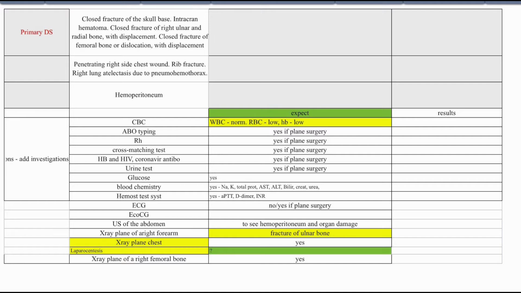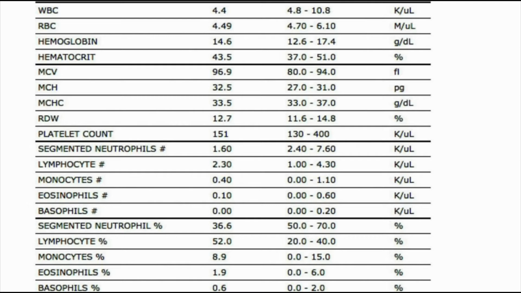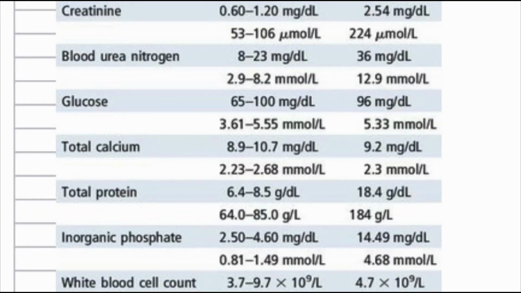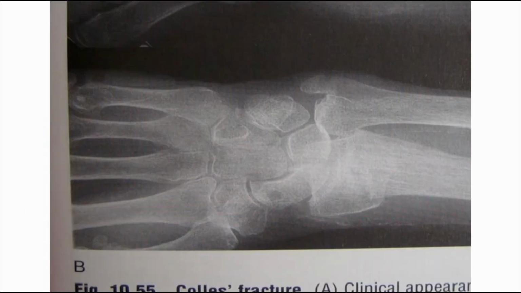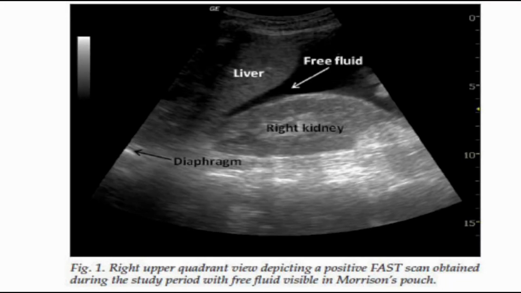Before final diagnosis, we need to do additional investigation such as complete blood count, a blood test, ultrasound of the abdomen, X-ray of the right arm, X-ray of the chest. On the lab results, we see that the patient has low RBC and WBC count, and on the chest X-ray we can see that the patient has fracture on the fourth rib of the right side. Upon the X-ray of the right forearm, we can see that the patient has dislocation of radial and ulnar bone. On the ultrasound scan of the abdomen, we can see that the patient has hemoperitoneum.